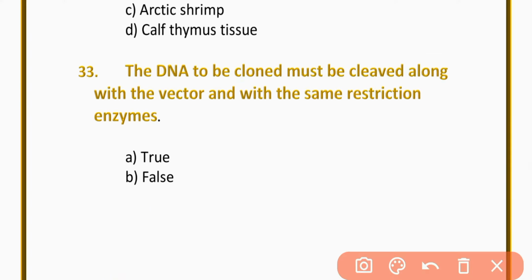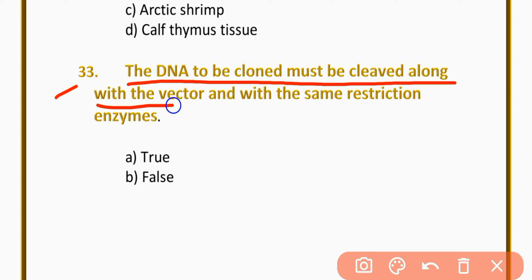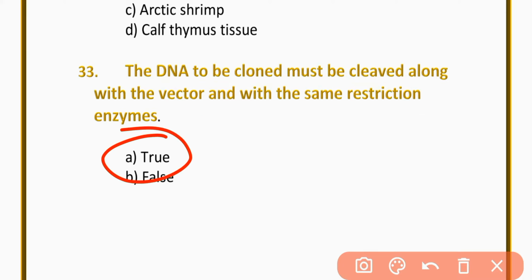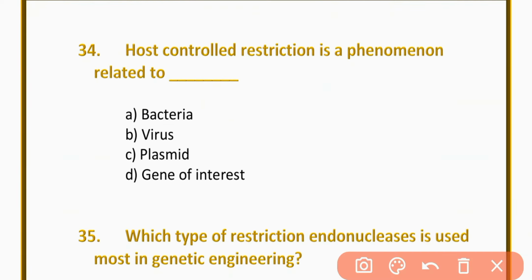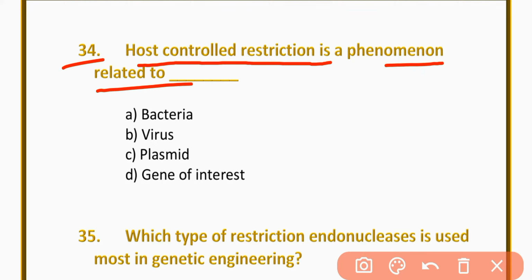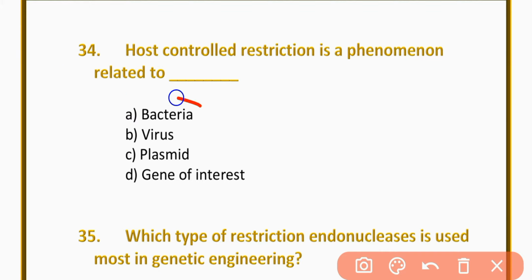MCQs 33. The DNA to be cloned must be cleaved along with the vector with the same restriction enzyme. This statement is true. MCQs number 34. Host controlled restriction is a phenomenon related to bacteria, virus, plasmid, gene of interest. The correct option is option A, bacteria.